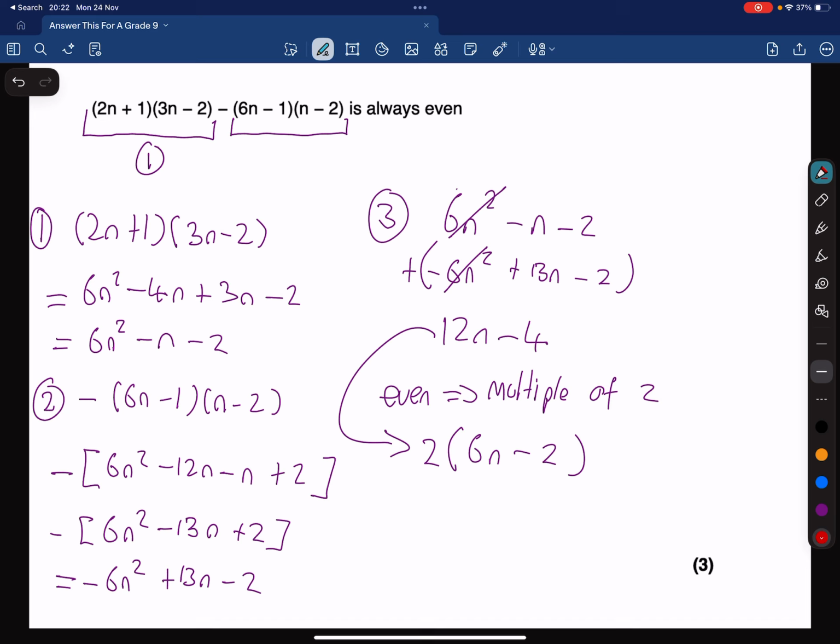So where did the marks come from? 1 mark for simplifying the first set of brackets, 1 mark for simplifying the second set of brackets, and 1 mark for the final solution.